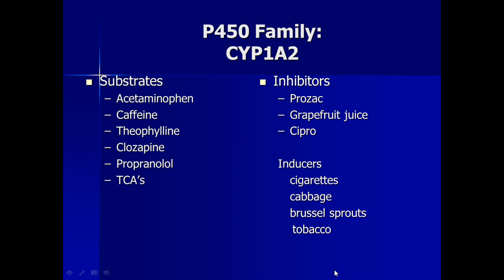Now look at the reverse equation. Substrate plus inducer equals decreased substrate. So look at the list of substrates and you see TCAs, tricyclic antidepressants. If someone's on a tricyclic and they smoke cigarettes, theoretically the tricyclic level could go down, meaning they might need a higher dose of tricyclic for the medication to be therapeutic. There is an article in this week's module about the role of cigarettes in the metabolism of psychotropic medications, and I encourage you all to pay close attention to that.